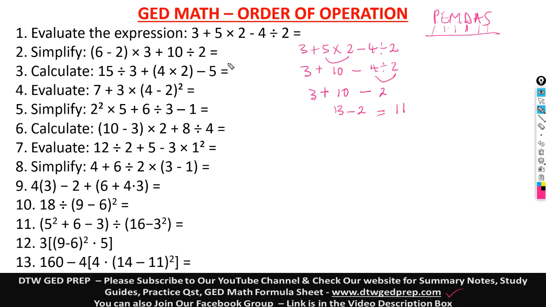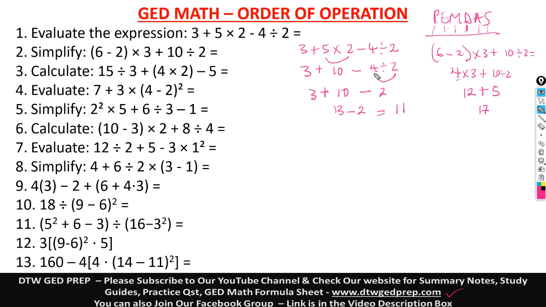Okay, now going to number 2. Number 2 says, in parentheses, 6 minus 2, times 3 plus 10 divided by 2, equal to. So we have a parenthesis, so we do the parenthesis. 6 minus 2, that's 4, times 3 plus 10 divided by 2. So we have a multiplication, so we do 4 times 3, that gives us 12. Plus we have a division, so we do 10 divided by 2. That gives us a 5. Then we add this, and that gives us 17.